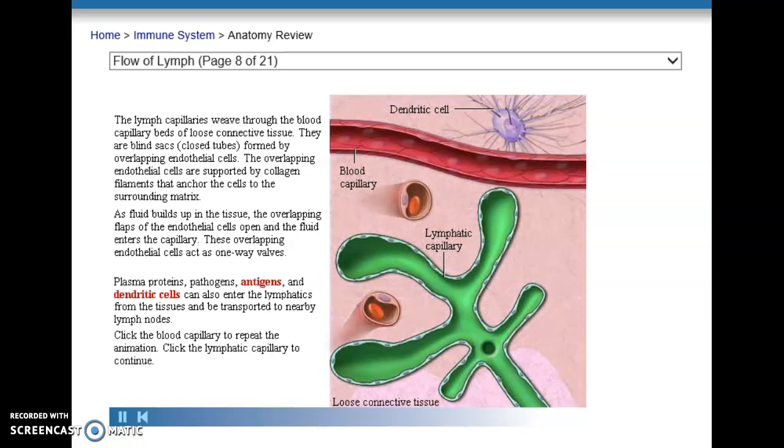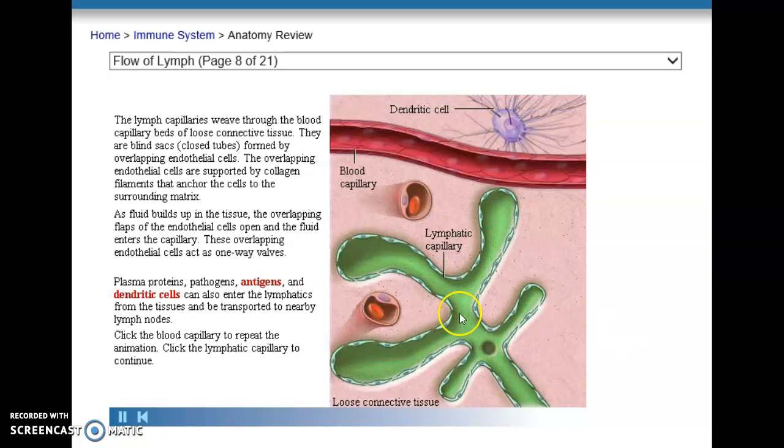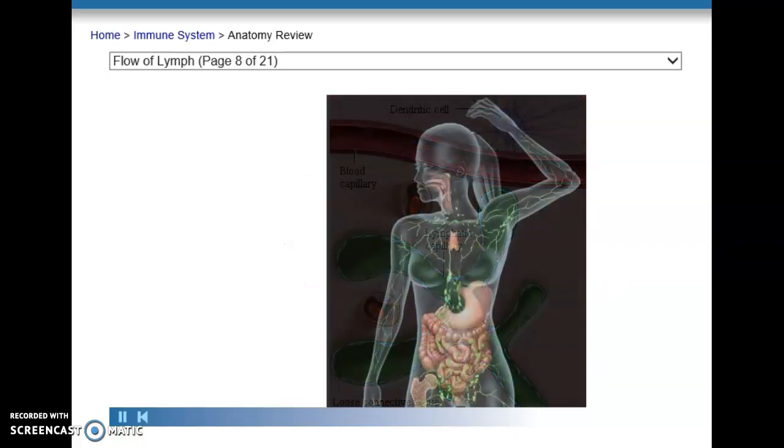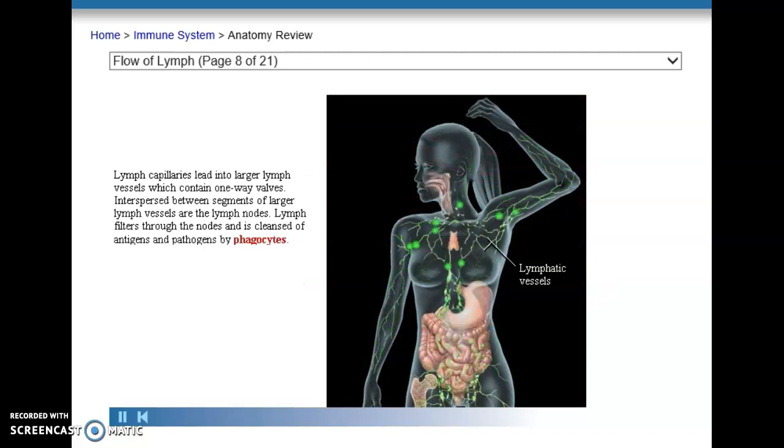Click the lymphatic capillary to continue. Lymph capillaries lead into larger lymph vessels, which, like veins, contain valves to ensure one-way flow of fluid. Interspersed between segments of these larger lymph vessels are the lymph nodes. Lymph filters through the nodes and is cleansed of antigens and pathogens by phagocytes. Lymph is funneled into successively larger lymphatic vessels until it finally drains into the circulatory system at the large neck veins.